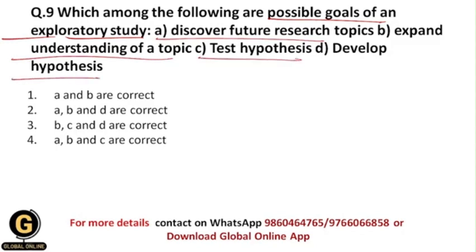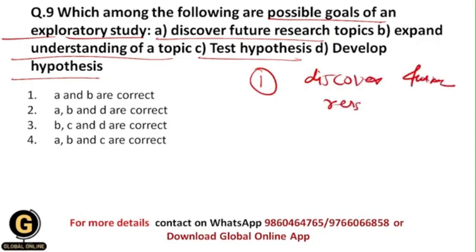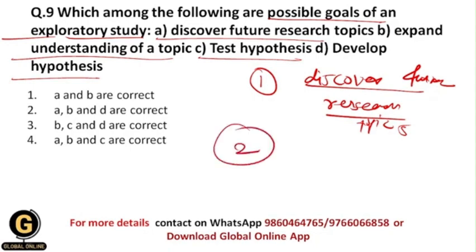So students, until now you have understood what exactly an exploratory study is, and that's where the possible goals of an exploratory study are. First one is we are going to discover the future research topics. Okay, future research topics, because here we don't have that much information about the future research topic, and that's why within the exploratory study we are going to collect the preliminary data, so that we can discover future research feasibility, future research topics. Okay, now next one is expand understanding of a topic.